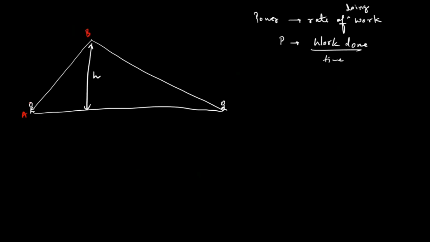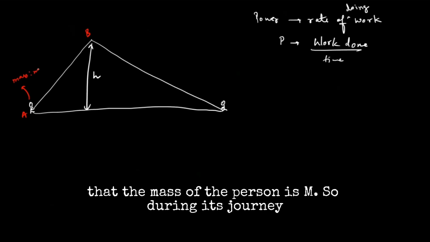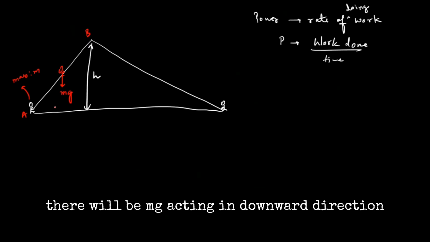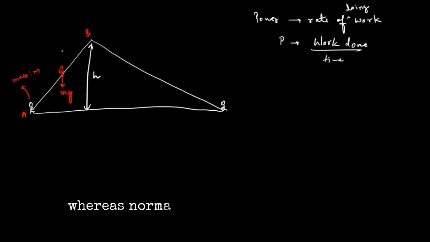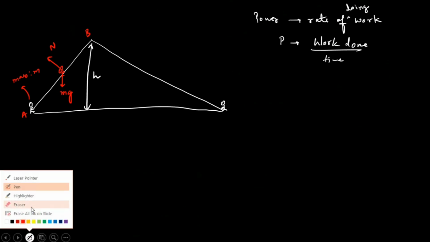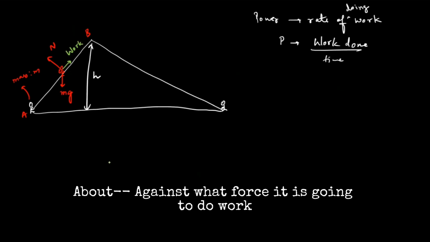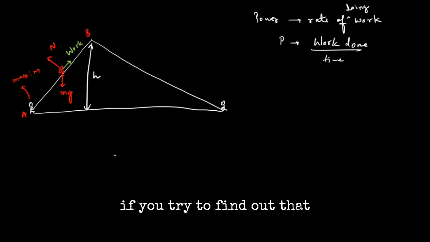To find this out, we have to assume that the mass of the person is m. During the time of the journey, there will be mg acting in the downward direction, whereas normal is acting in this direction. We have to understand against what force the person is doing work. Mg cosine theta, against what force is it going to do work, if you try to find that out.